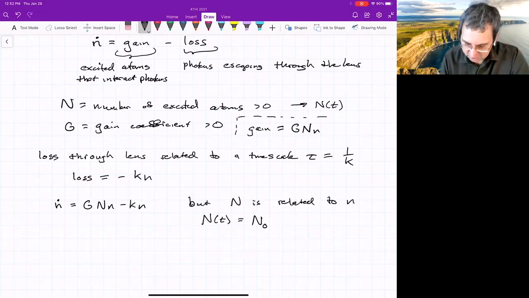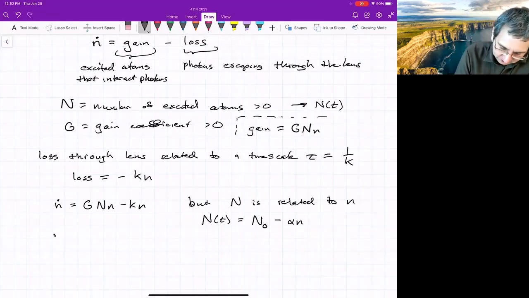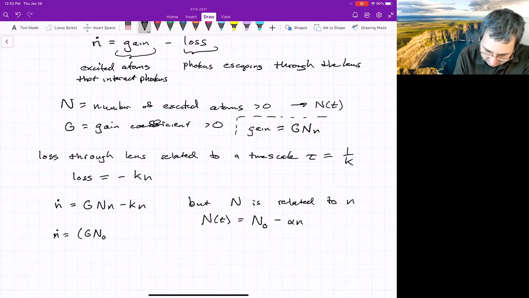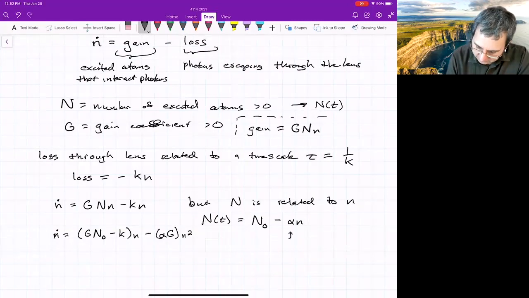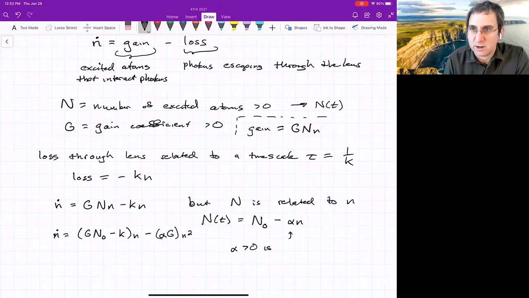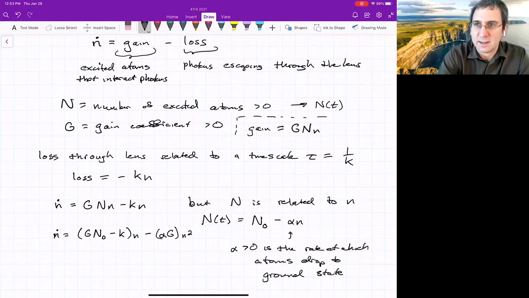Capital N is constant: N naught minus alpha n. So that's where we'll get a quadratic term. And please don't ask me about the details because I'm no laser physicist. If you plug this in, we'll get G N naught minus k times n, a linear term, minus alpha G n squared. And what is this alpha? Alpha is the rate at which atoms drop to the ground state. Ground state is the unexcited state of an atom.